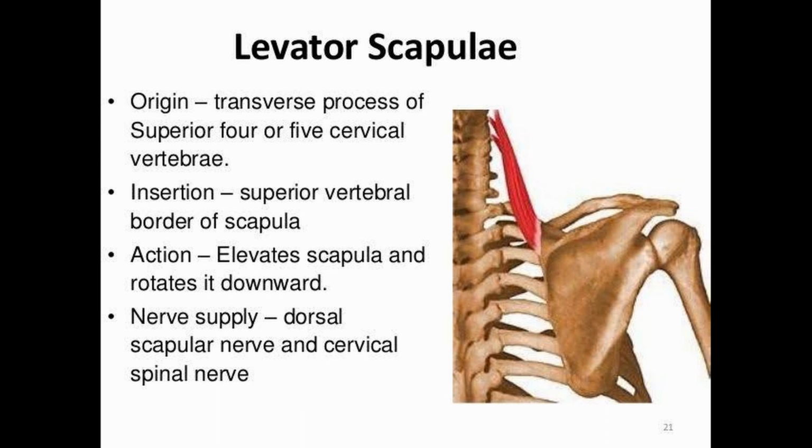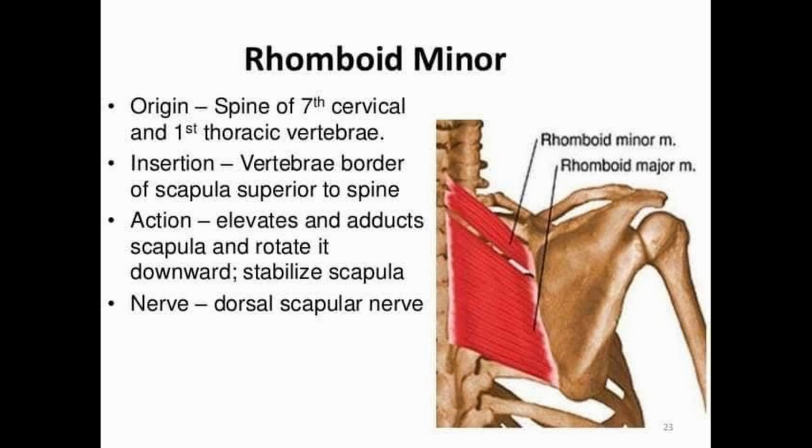Now we discuss the fourth muscle, rhomboid minor. The rhomboid minor muscle takes origin from the cervical and thoracic regions, from the spine of the C7 vertebra and the first thoracic vertebra, and it is inserted into the vertebral border of the scapula superior to the spine, and its action is to elevate and adduct the scapula, rotate it downward and stabilize the scapula, and it is supplied by the dorsal scapular nerve. In the diagram there are two muscles, rhomboid minor and rhomboid major. The rhomboid minor is present above the rhomboid major.